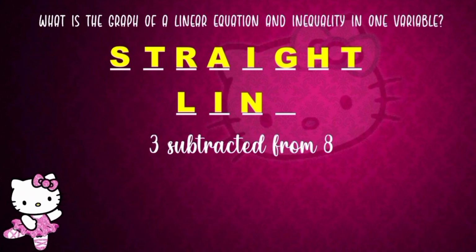Because of the word subtracted from, we will change the position of 8 and 3. Now we have 8 minus 3 is equal to 5. And the 5th letter in the alphabet is letter E.